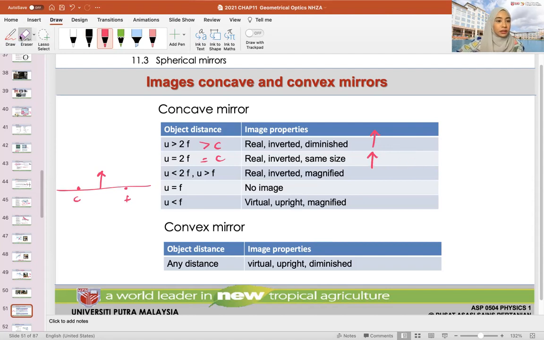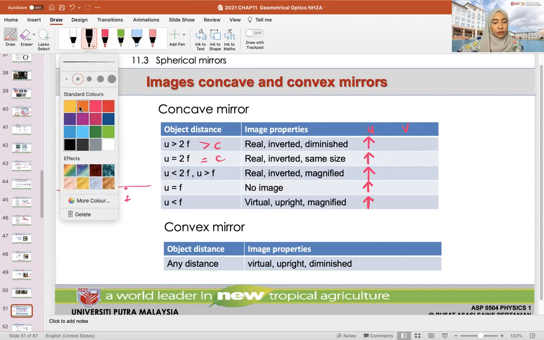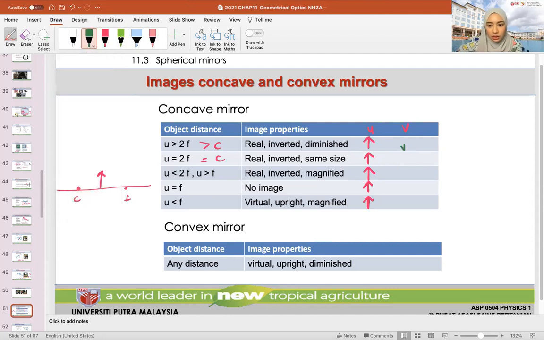I should use a different color. Ni semua objek. This is U. For your image, it's called V. What color would show up nicely? Let's use green. Okay, so real, inverted and diminished. So kecil, terbalik. Tapi depan mirror.